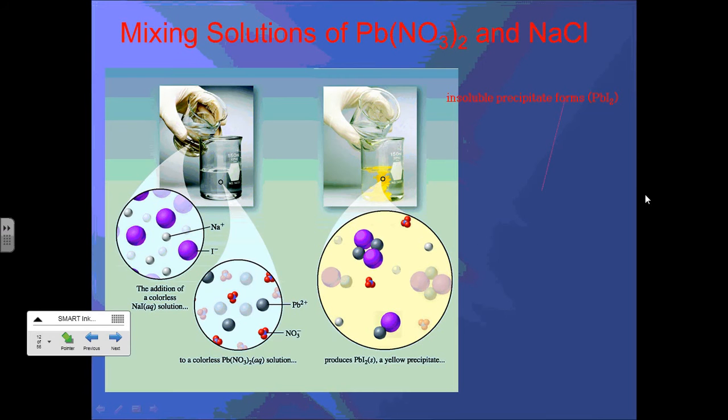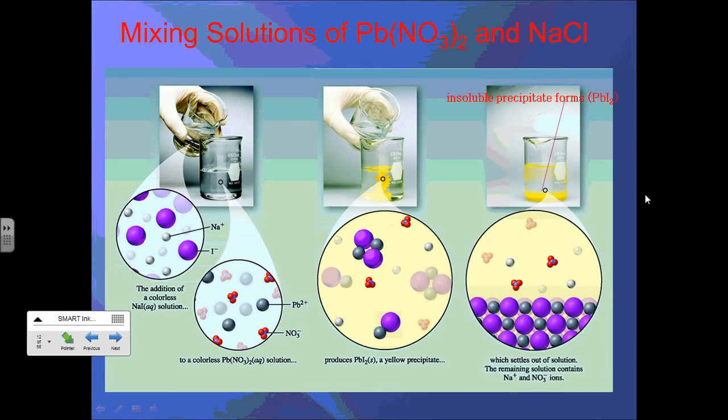In a scenario where you mix lead nitrate with sodium chloride, it produces a precipitate, which is an insoluble material. Now, in the image, the yellow precipitate that's formed from the mixing of the two aqueous media is actually lead iodide. More specifically, however, lead 2 iodide.